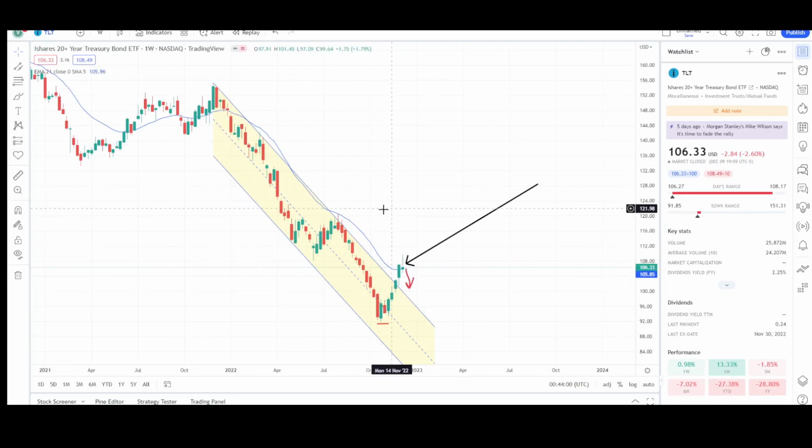So we are still below the EMA. So it's not really anything bullish right now. We just broke outside of this yellow channel, and we were overextended on the daily chart. So there's a very good chance we reach that 103 level.